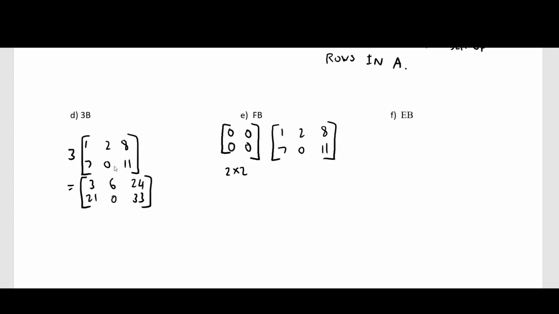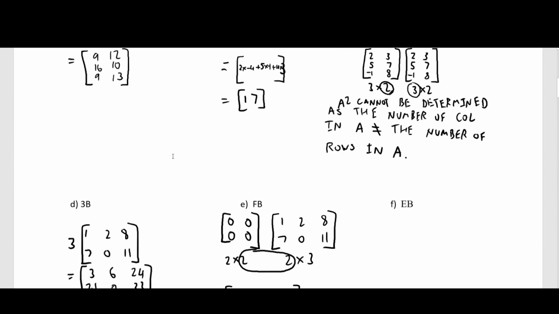Okay. And this is a 2 by 3. So the number of columns in the first equals the number of rows in the second, so we can multiply them. And we're going to be left with a 2 by 3 matrix. So it's going to have 2 rows and 3 columns. And when you multiply a matrix by the zero matrix, it's really easy. The result is going to be zeros everywhere. So there's 2 rows and 3 columns of zeros.